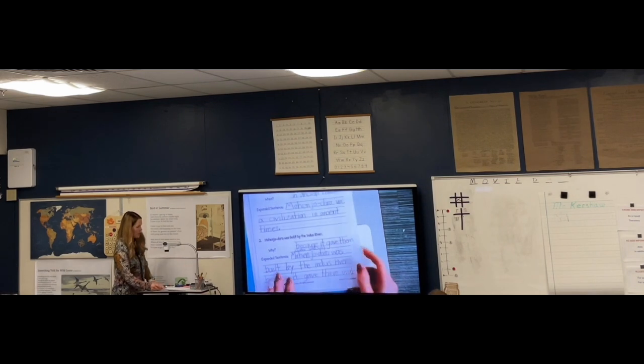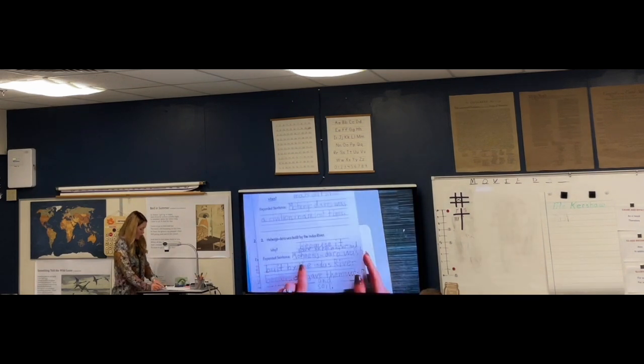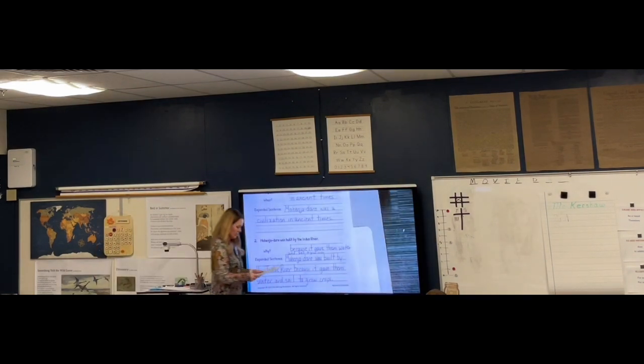So this is Wyatt. He wrote, Mohenjo-Daro was built by the Indus River because it gave them water and soil. Very nice. And then this is Cooper. Mohenjo-Daro was built by the Indus River because it gave them water and soil. I just like the handwriting. It's nice and good.